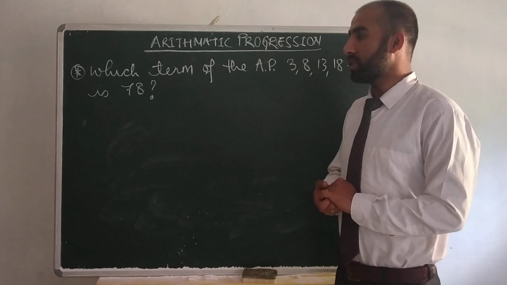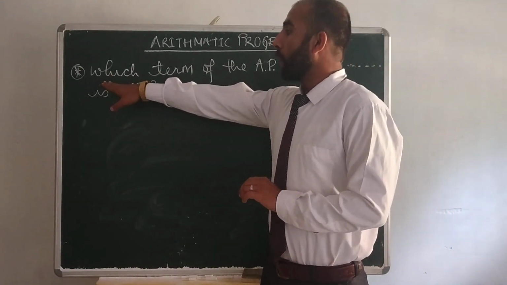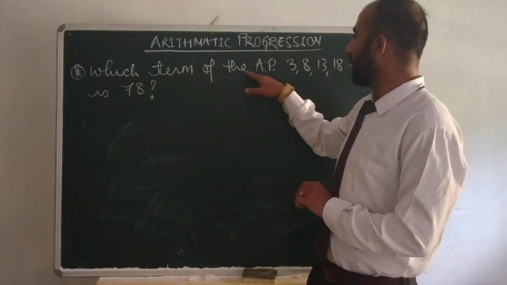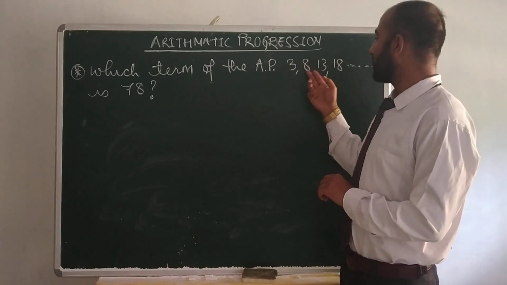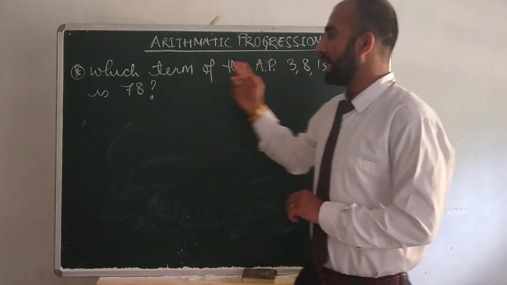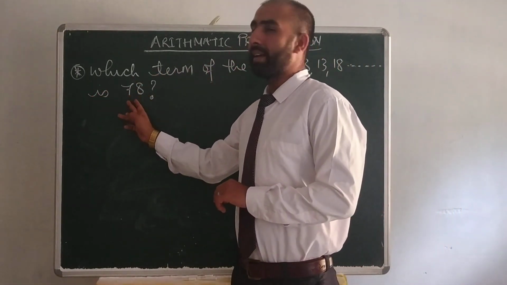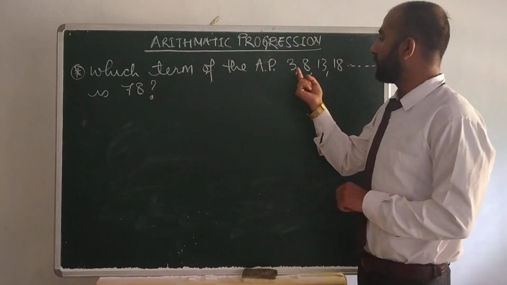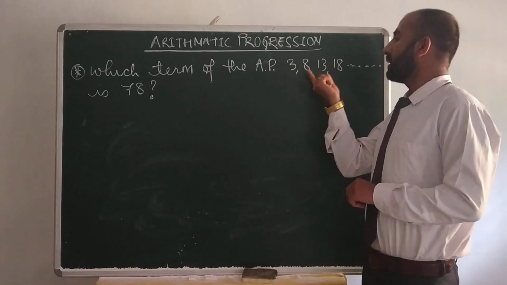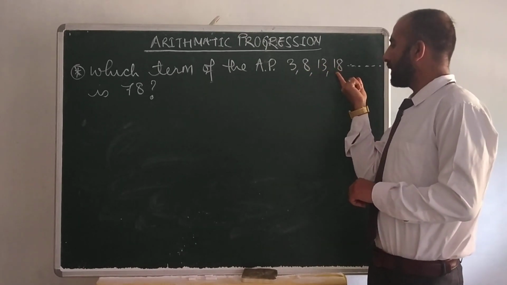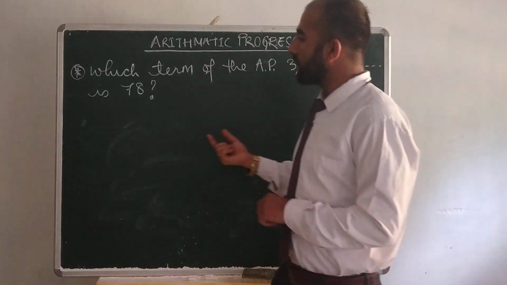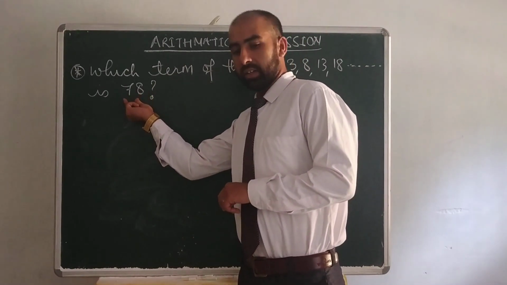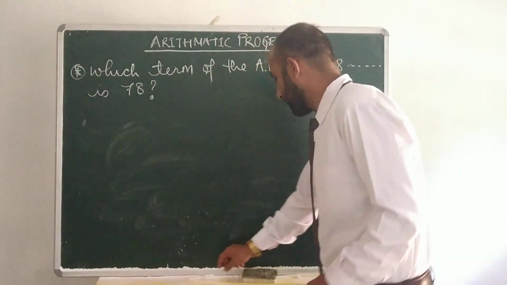Okay, the first question is, which term of the AP 3, 8, 13, 18 is 78? That means we have to find which term. So first term is 3, second term is 8, third term is 13, fourth term is 18. Similarly, which term will be 78? So let us solve it.